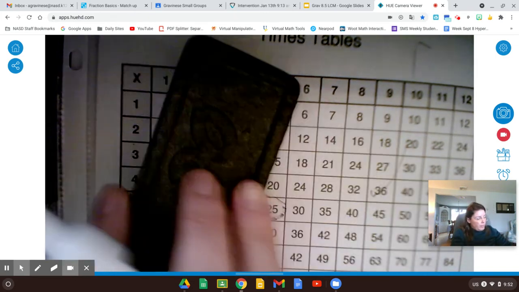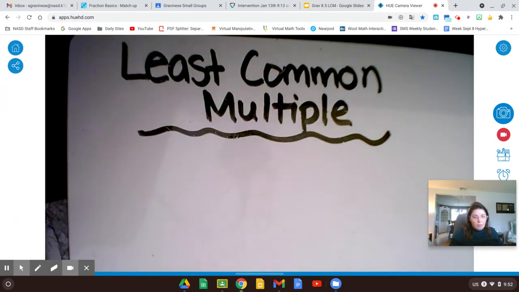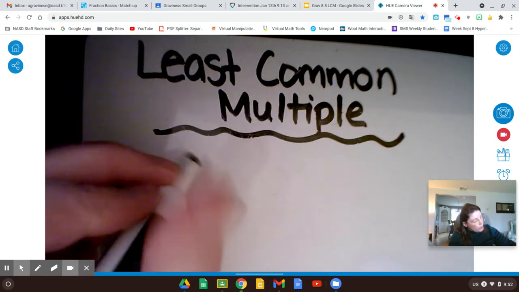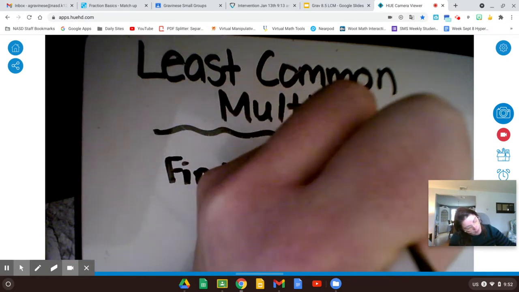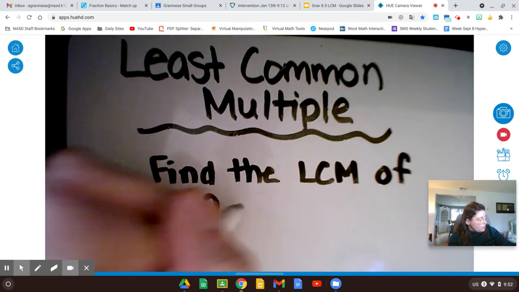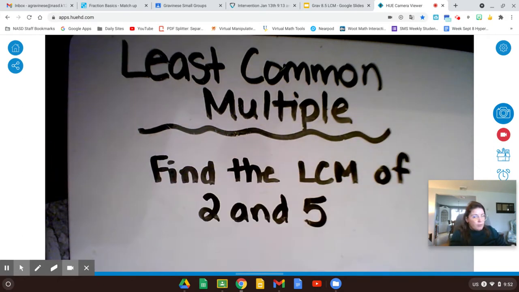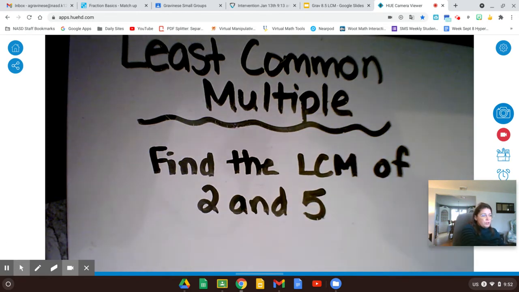So today we are looking at finding the least common multiple of a set of numbers. Our directions might say, find the least common multiple, or LCM, of 2 and 5. So what I need to think of is if I list my multiples of 2 and my multiples of 5, what's the first or least multiple in common? So let's use our times tables.